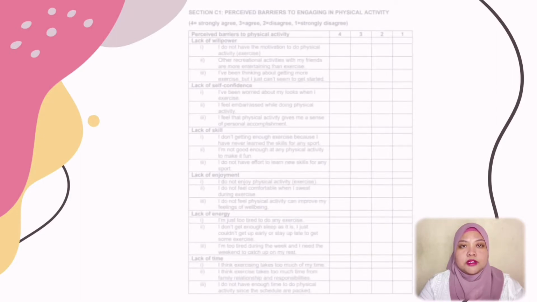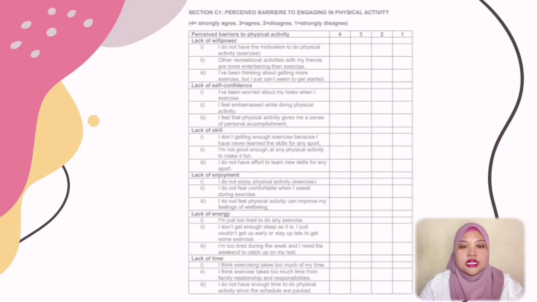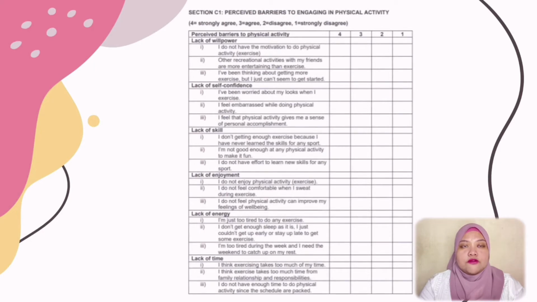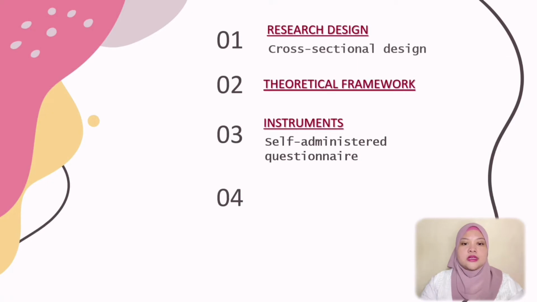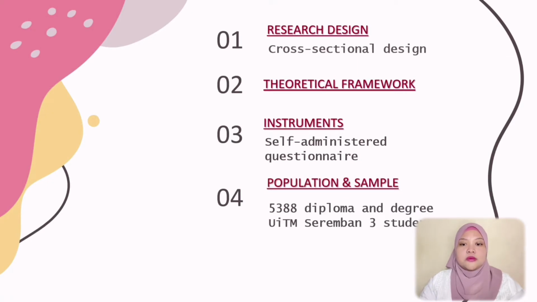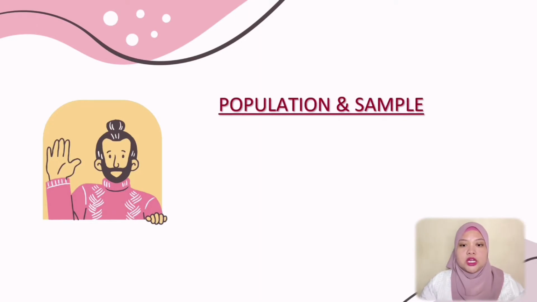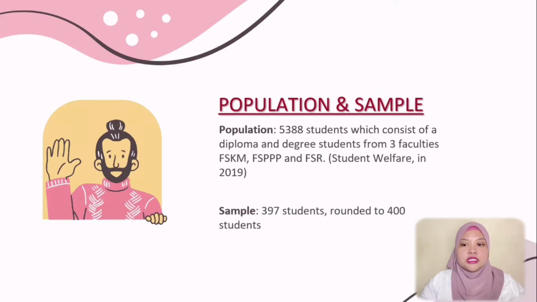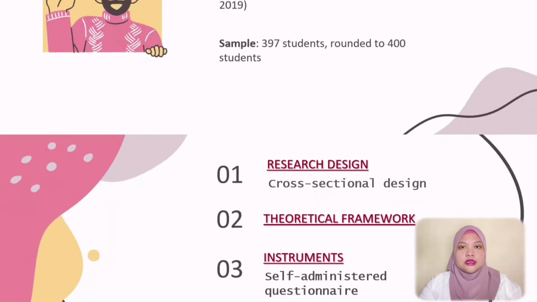The third section consists of 6 constructs of perceived barrier to engaging in physical activity. It was based on a 4-point rating scale. The population of the study is 5,388 diploma and degree students. The sample size is calculated using the small sample technique from the National Education Association. Based on the Krejcie and Morgan table, the sample size is 361. Taking into account a 10% non-response rate, the sample size is 397 and we rounded it to 400 students.